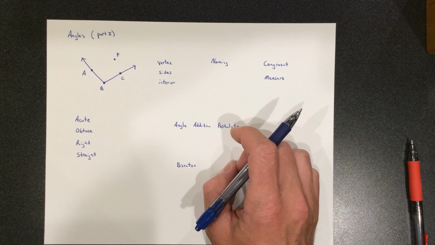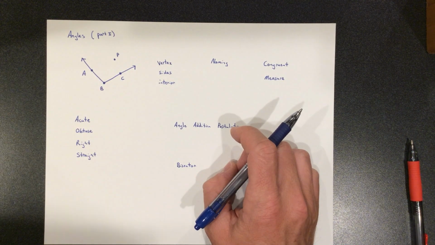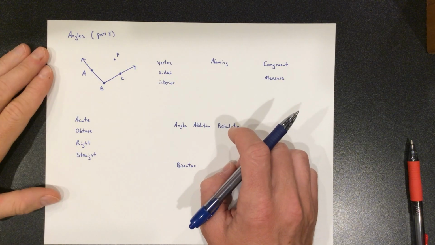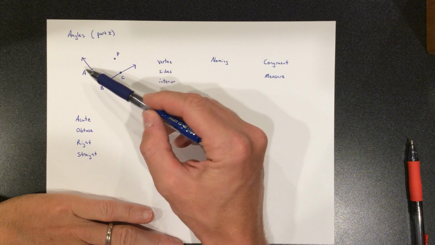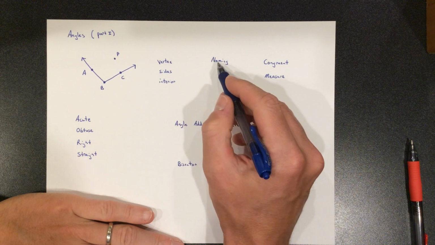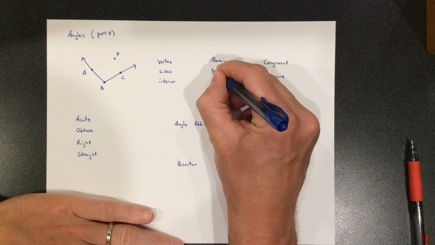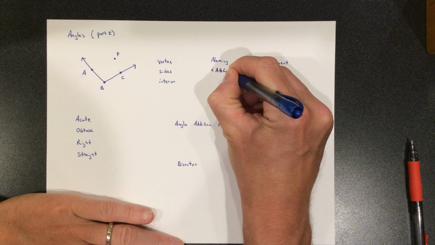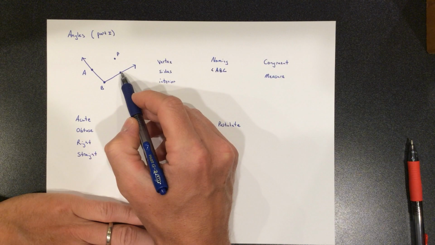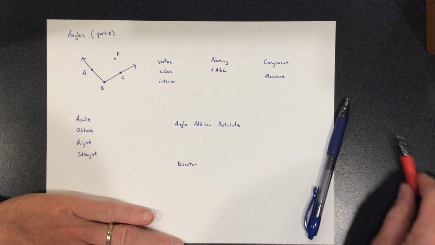All right, this is angles, and this is part one, maybe section 1.4. So let's take a look at this. This would be angle ABC. So let's talk about naming angles. Angle ABC. Let's talk about this angle right here.